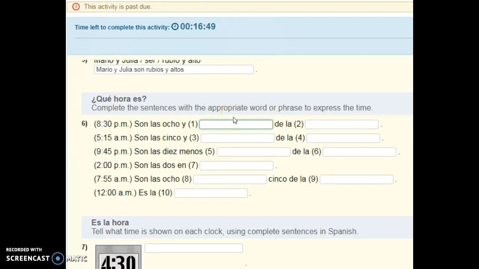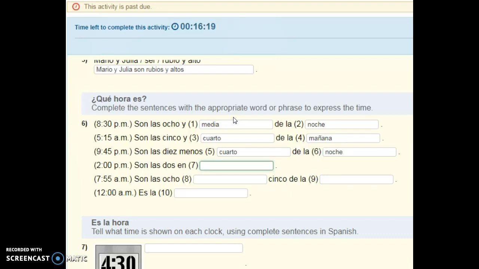All right, then this next part is time. So son las 8:00. It should accept media or 30, either way. Son las 8:30, make sure you're spelling it correctly, de la noche. Okay, son las 5:00, we could either say 15 or cuarto, make sure you're spelling cuarto correctly, de la mañana. Make sure you include the ñ on mañana. Son las 10 menos, again we could do cuarto or 15, de la noche.